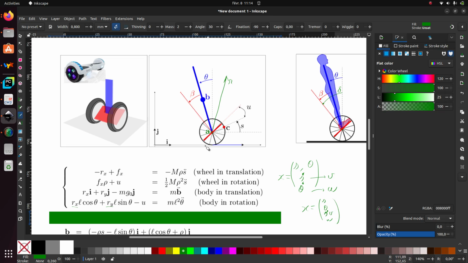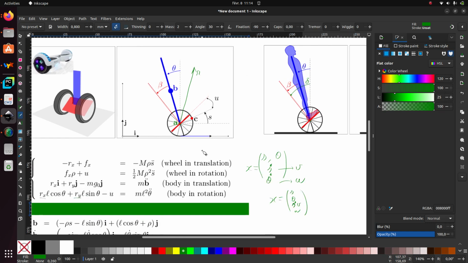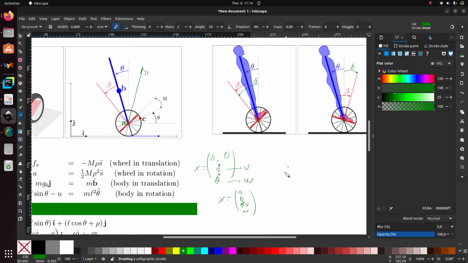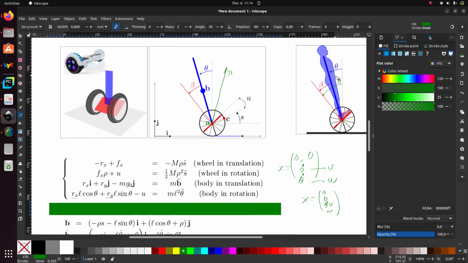To have the state equation, I will need something like x dot equals f of x and u. U is the torque between the wheel and the pendulum. Recall that the only thing I can control at the end is the angle beta. I write the Newton-Euler equation with respect to the translation of the first body, the wheel, and the second body, the pendulum. So in translation and then in rotation.